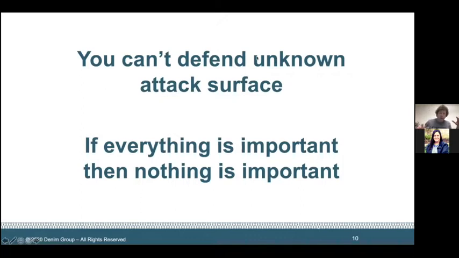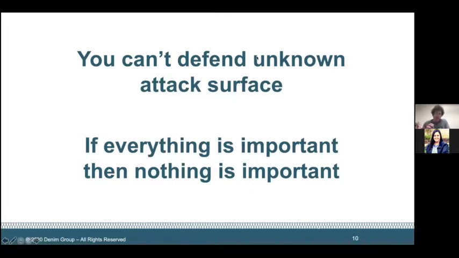And what is really dangerous about this is that you can't defend unknown attack surface, right? If you don't know that you have certain applications that are deployed and are customer or internet facing, you simply are not going to know. You're not going to be able to defend them. You're not going to assess them. You're not going to monitor logs to look for intrusions. You can't defend unknown attack surface.